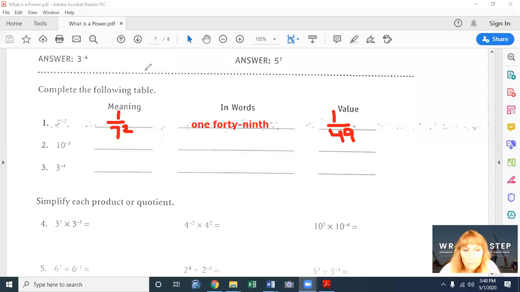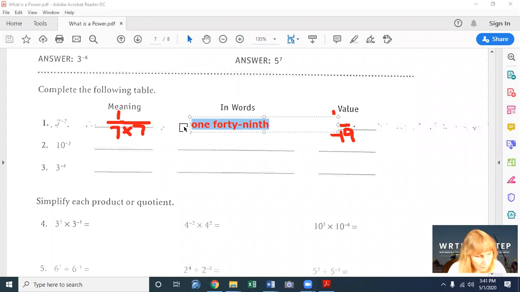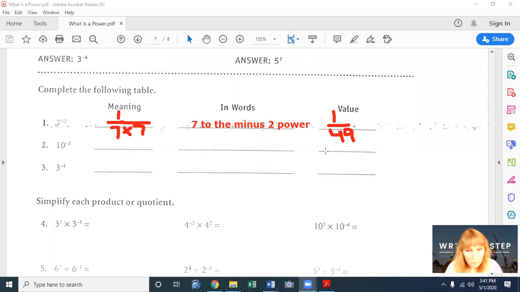Okay. So I was just looking at the top, and what they really want us to write here is not 1 over 7 to the second power. They want us to write it out like this. 1 over 7 times 7. That's how they want us to write that out. And then they want us to write the wording differently. They don't want the value written. So let's select that and fix that where they want it in the packet. They want to say that is 7 to the minus 2 power. That's what they want us to write there. And then the value is 1/49th.